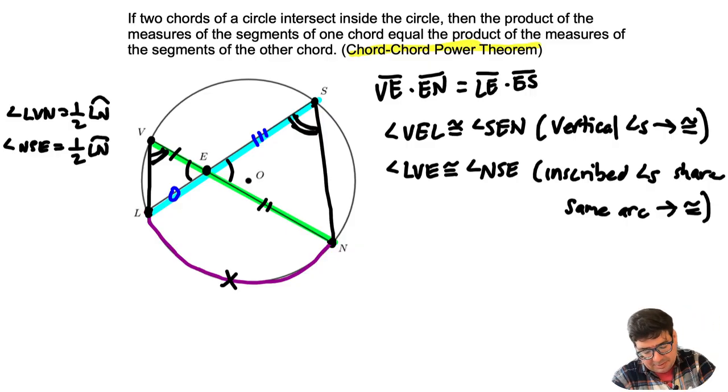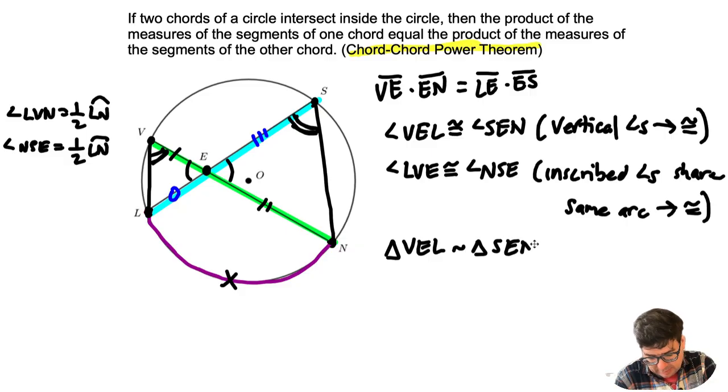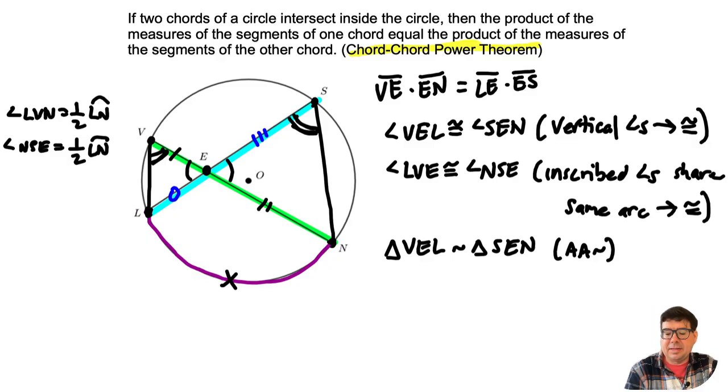Okay, what does that mean? That means we have two similar triangles. Triangle VEL, V to E to L, is similar to triangle SEN, and that's by angle-angle similarity. The vertical angles are congruent, and these inscribed angles are congruent as well.